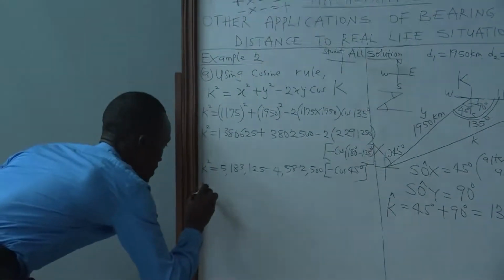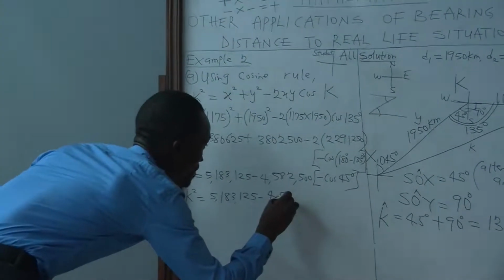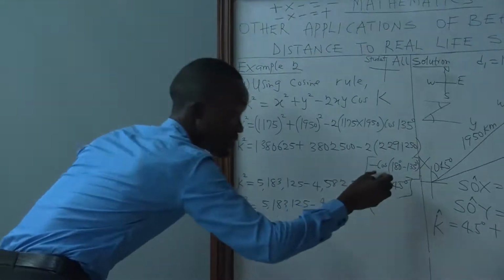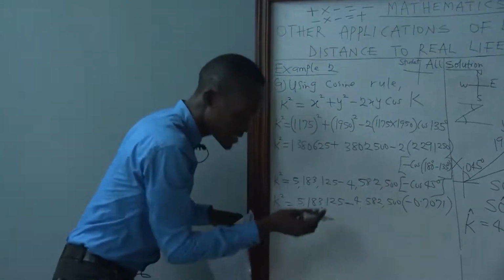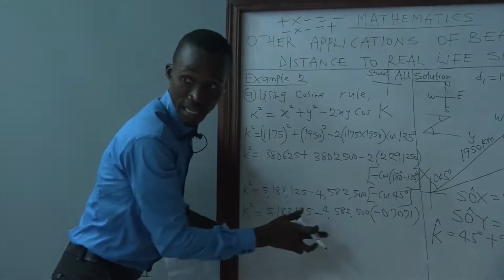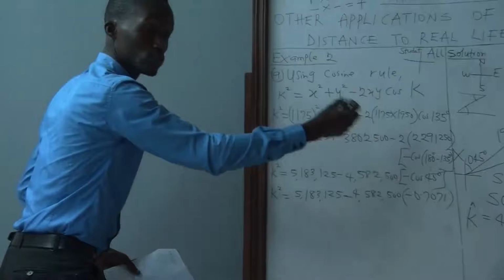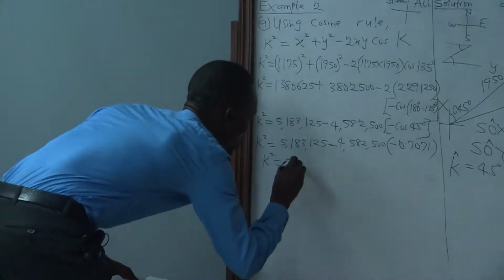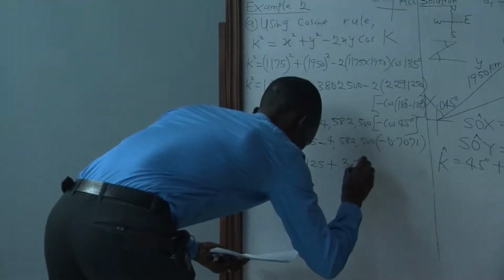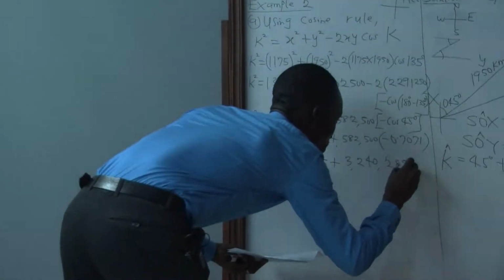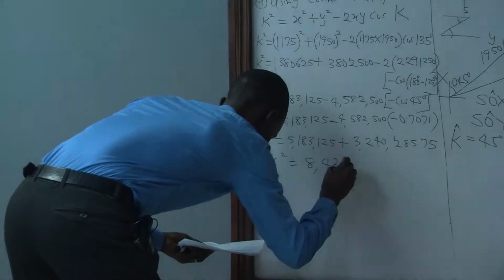So we have k squared to be 5183125 minus 4582500. If you check this from our four-figure table, we have minus 0.7071. So since this minus 4582500 is affecting minus 0.7071, we go back to this: minus multiplied by minus, so the sign will change to plus. Then we have our k squared to be 5183125 plus the product of that one, which will give us 3240285.75. And if you add the two, we have k squared to be 8423410.75.